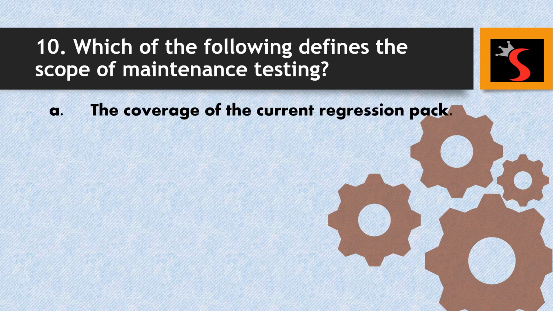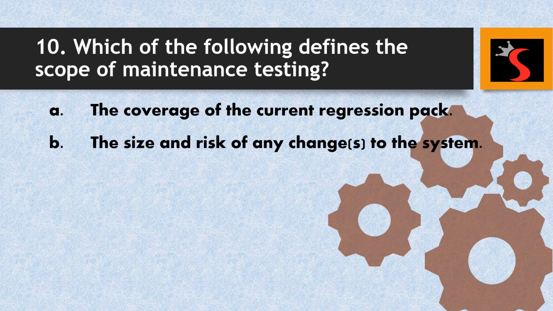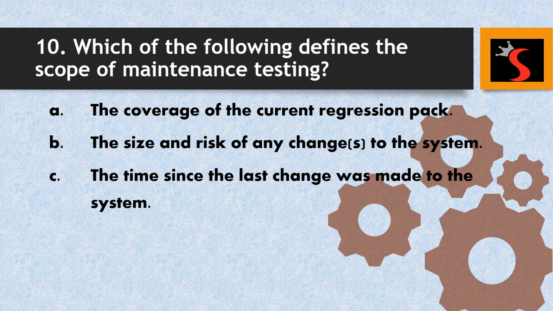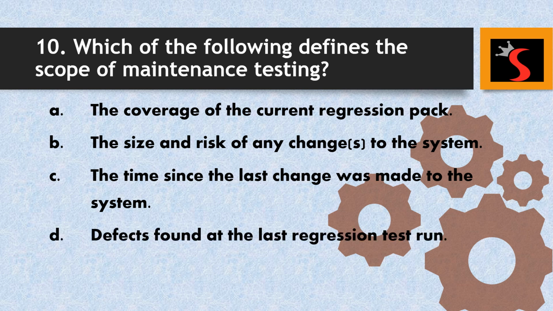A. The coverage of current regression pack. B. The size and risk of any changes to the system. C. The time since the last change was made to the system. Or D. Defects found at the last regression test run.